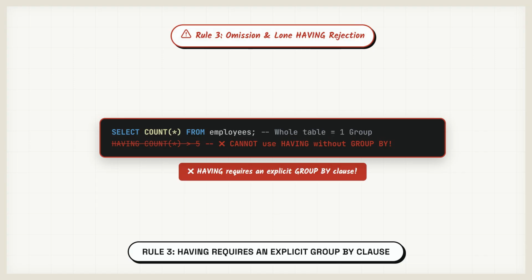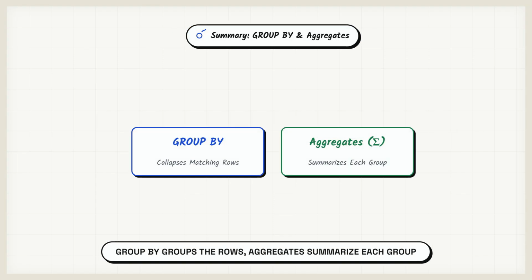One clause groups the rows. Aggregate functions summarize each group. Get the column rule and the count rule right, and this becomes one of the easiest questions in the interview.